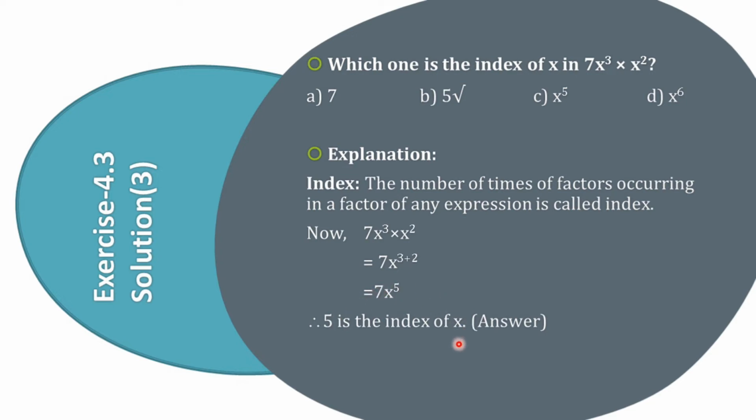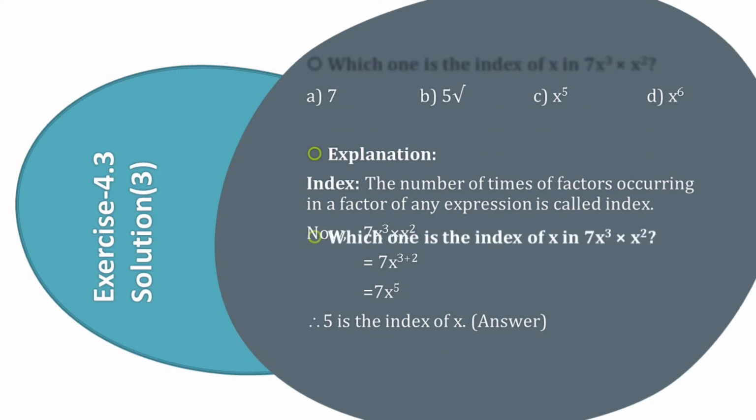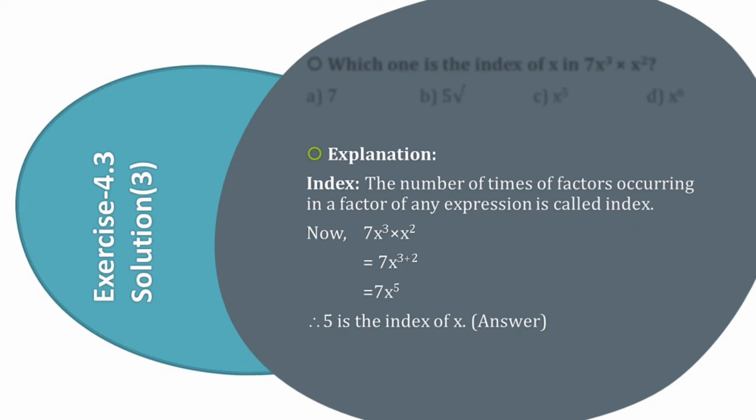Let us see the definition again. The number of times of factors occurring in a factor of any expression is called index. Here you can see 5 is the index of x, because the number of times of factors occurring in a factor of any expression is called index. That's why 5 is the index of x, my dear. So this is the question and 5 is the answer.